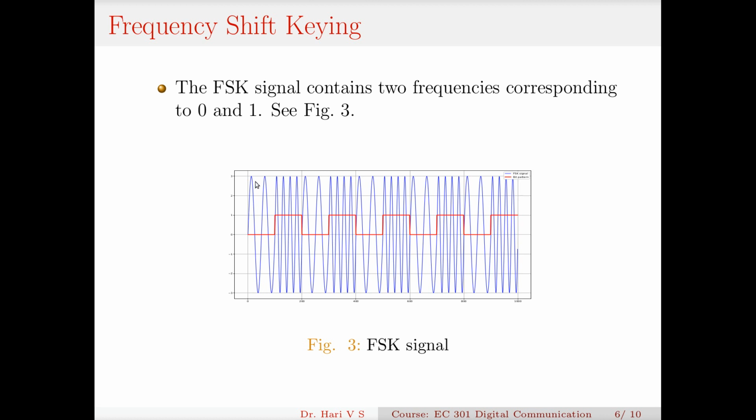There are two cycles in this, so that should be 20 megahertz. So for the zeros, I'm transmitting 20 megahertz, and for the high, you can see that there are four cycles in 100 nanoseconds or 0.1 microsecond, so that should be 40 megahertz. Okay, so this is how an FSK signal looks.